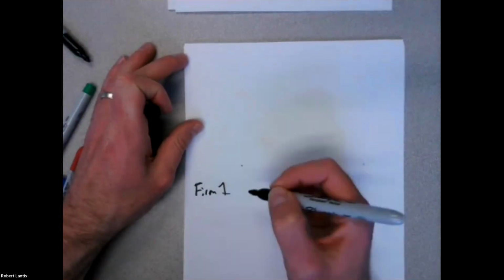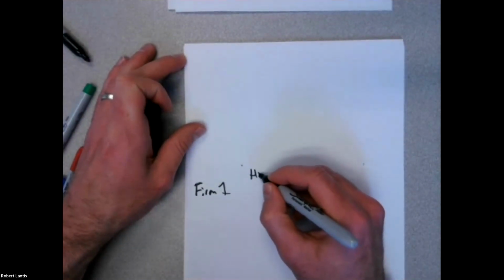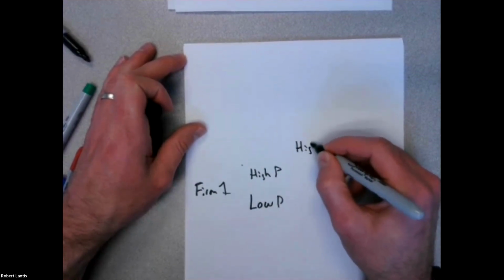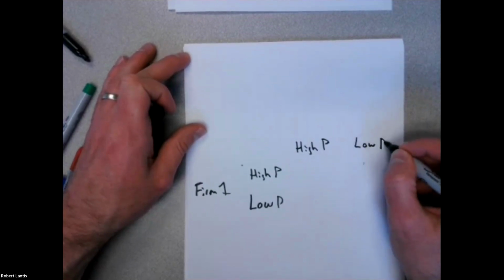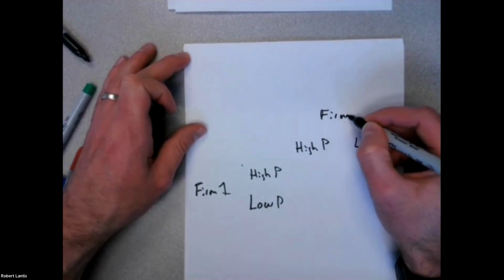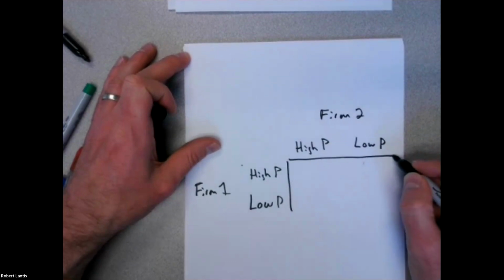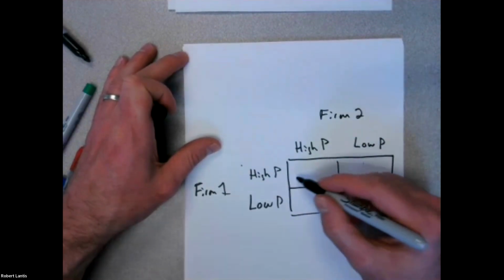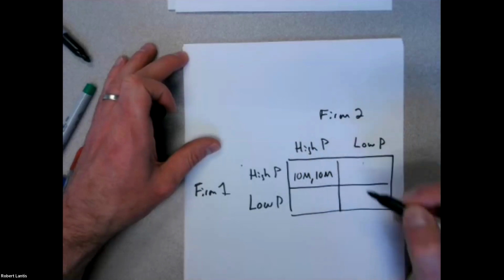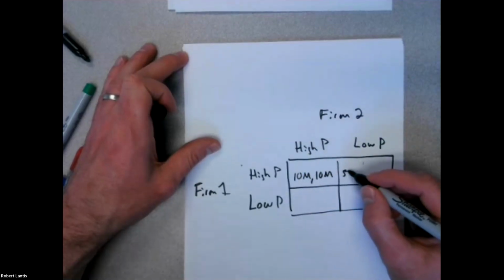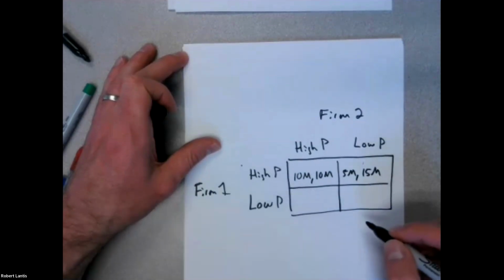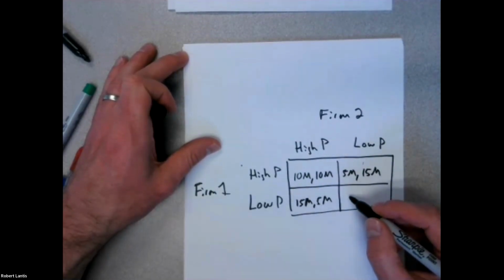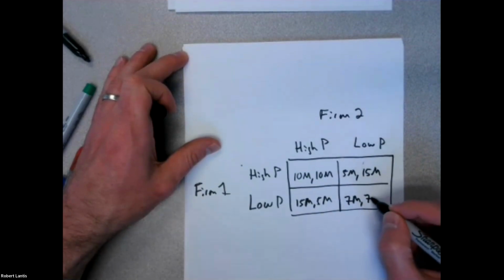So we had firm one, they can set a high price or low price. Firm two can set a high price or a low price. And then from these different combinations of strategies, I presented to you some payoffs. So we had 10 million, 10 million. We have 5, 15. We have 15 and 5. And we have 7 and 7.